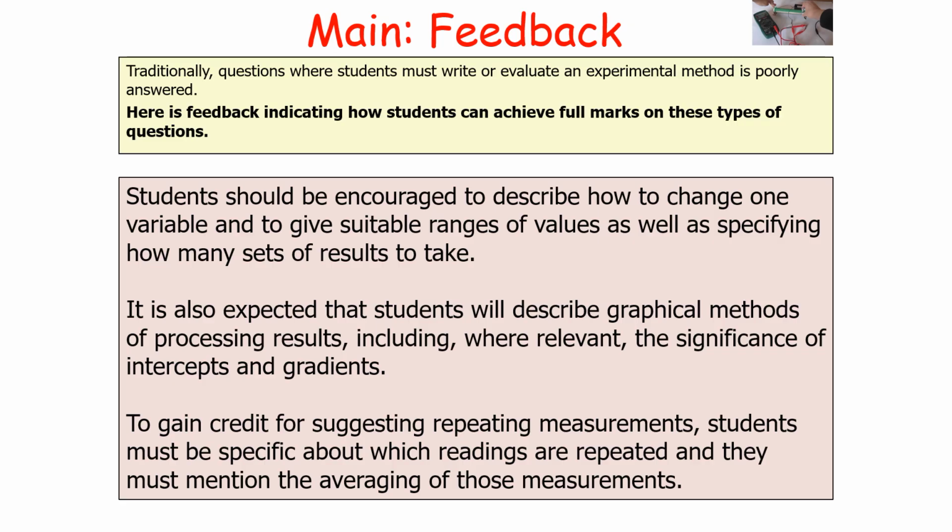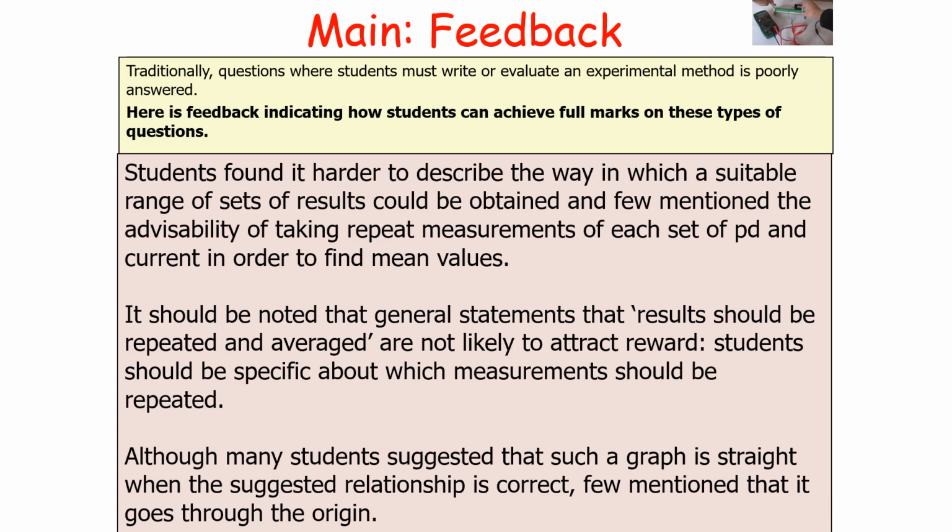Now, when I've looked at feedback from previous examination questions, this feedback has been given from AQA examiners. It says that students should be encouraged to describe how to change one variable and to give suitable ranges of values, as well as specifying how many sets of results to take. It's also expected that students will describe graphical methods of processing results, including, where relevant, the significance of intercepts and gradients. Now, to gain credit for suggesting repeated measurements, students must be specific about which readings they're going to be repeated and mention averaging of those measurements.